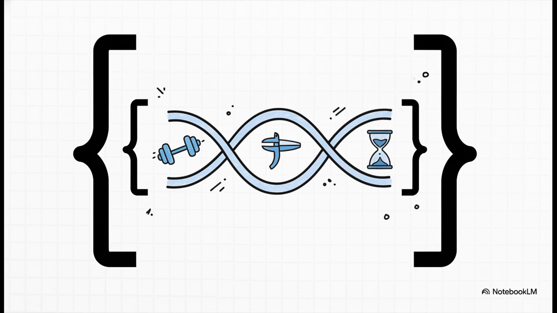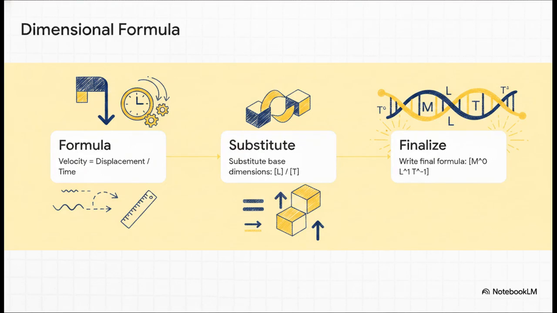We denote these foundational dimensions using square brackets. So you'll generally see M for mass, L for length, and T for time. Finding a dimensional formula is this highly satisfying, deeply logical progression that reveals exactly how a derived quantity is put together. Let's use velocity again as our example.